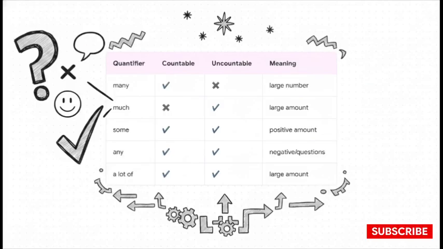So, putting it all together, we have a complete framework. This summary cheat sheet maps out the key quantifiers, their specific countability rules, and their deeper meanings. It really highlights how words like any are intimately tied to your negative sentences and questions, while some and a lot of confidently handle all those affirmative statements. It's like a neat little matrix for English grammar.